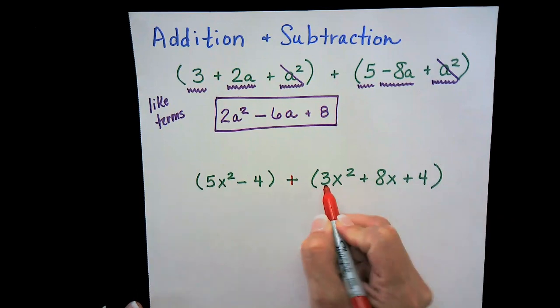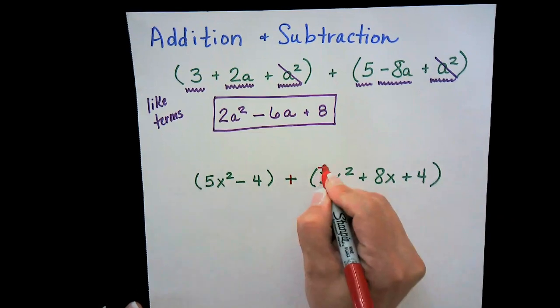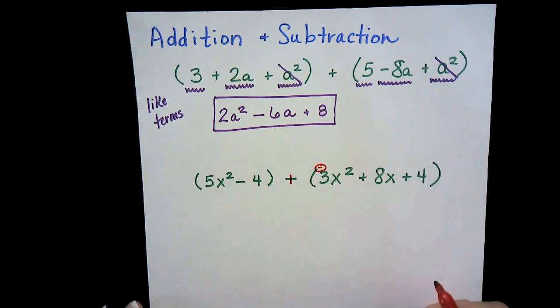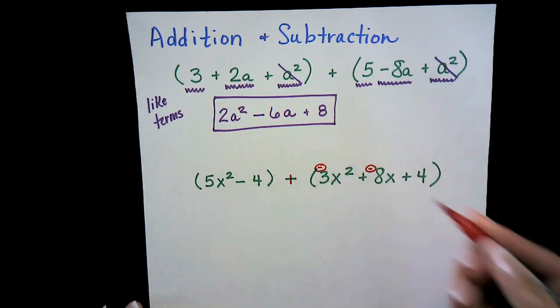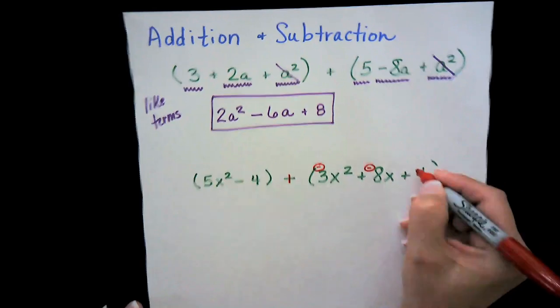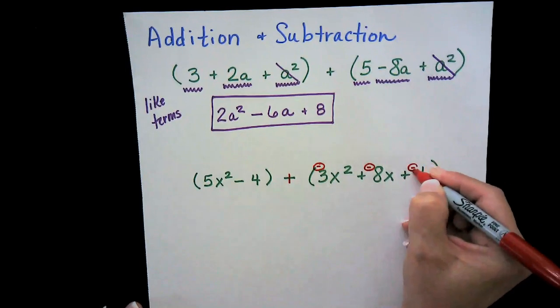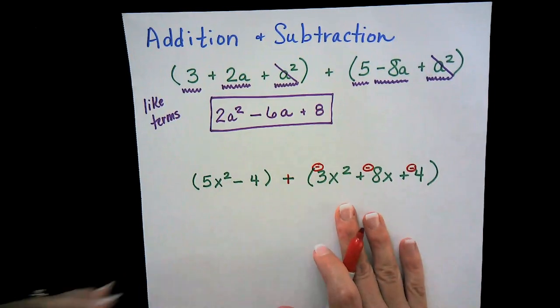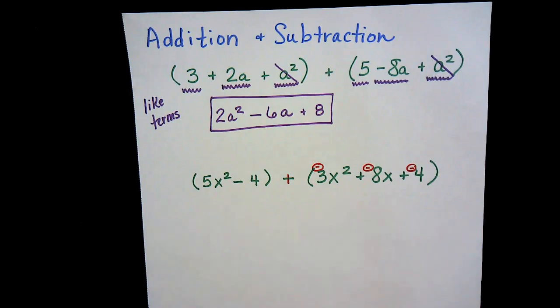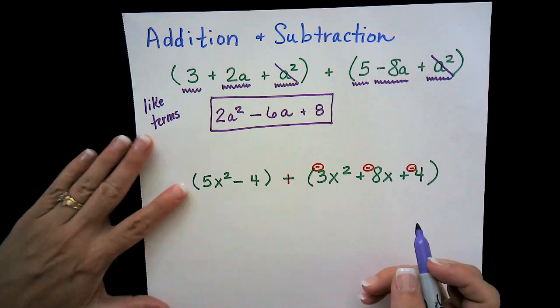So this 3x to the second is going to become negative 3x to the second. This 8x is going to become negative 8x. This 4, positive 4, is going to become negative 4. I circle them only because I want them to stand out in my mind. Oh, yeah, I changed that. Okay. Now, let's do the same thing we did with the addition. We're going to combine the like terms.